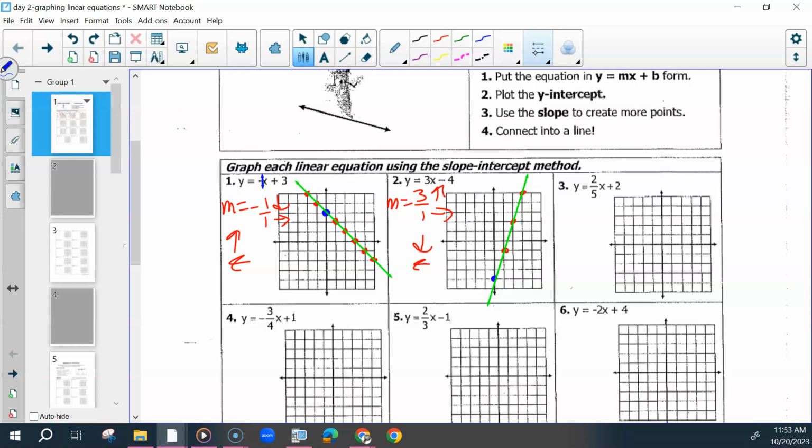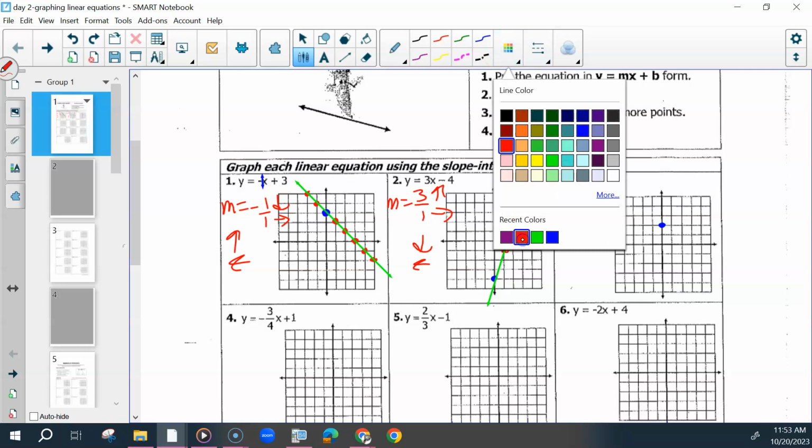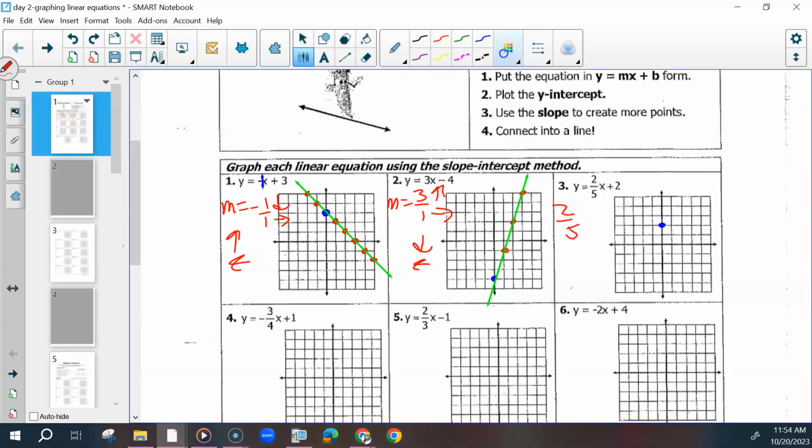Alright, for number 3, what's our y-intercept? 2. So put a point at 2. It's already in fraction form. Is that our slope? That is your slope. So this would go in what direction? Up 2, right 5. Or what other directions? Down 2, left 5. So let's do that: up 2, right 5 and down 2, left 5.